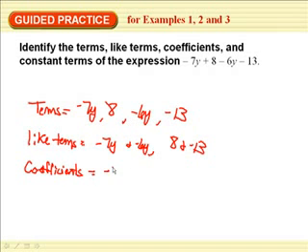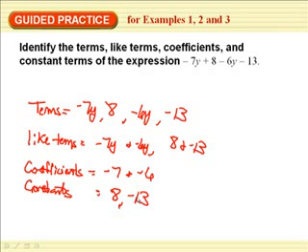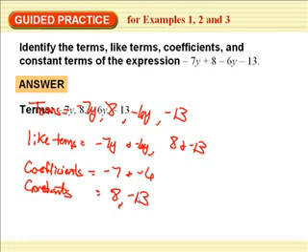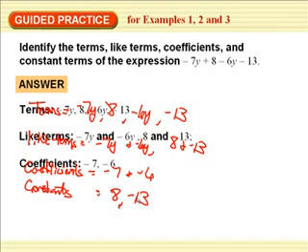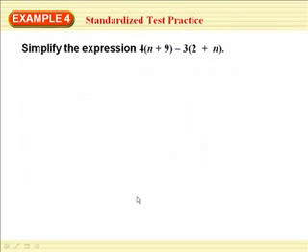Coefficients are the numbers with the letters, so that would be negative 7 and negative 6. Constants are the ones that don't have any letters. Whoops, I'm not spelling that right. Constants, that would be 8 and negative 13, making sure I put the negatives with it. Like terms, coefficients are good, constants are good.